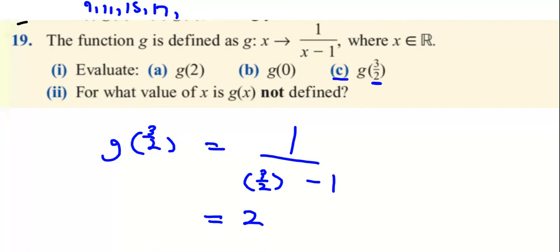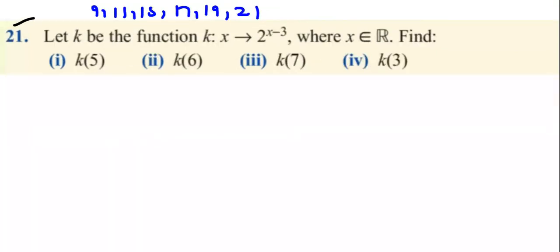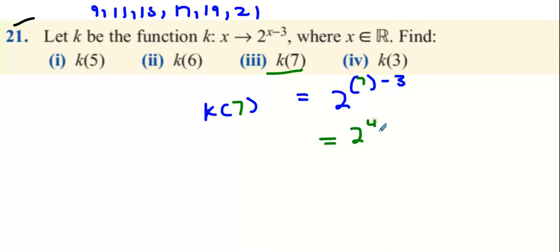17, 19. Sorry, we're back to 21. 21 is one of the easiest ones going. All you need to do is put in the number. k of blank equals 2 to the power of blank take away 3. So what happens if it's k(7)? What do you do there? What's 2 to the power of 7 take away 3? 2 to the power of 4, put that into your calculator, you get 16. That's easy money. Okay. What about k(3)?